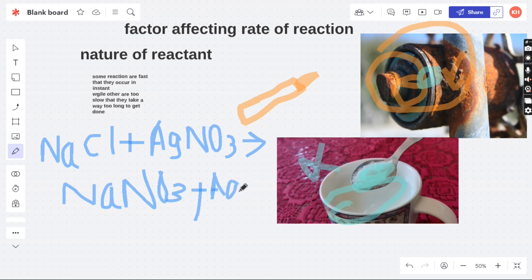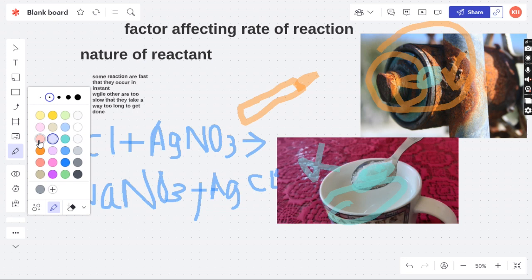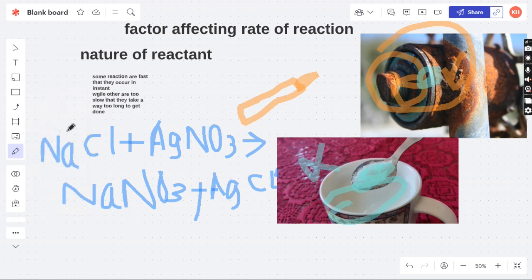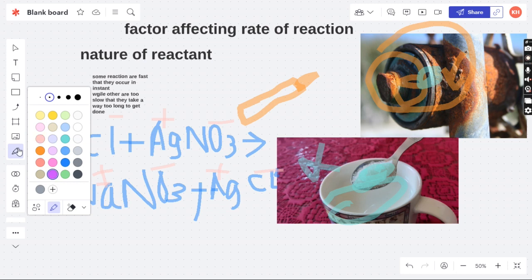Why is it fast? Let me tell you this again. I've told you this in the previous video. As you can see here, it's already present in the form of ions. It is positive, it's negative, it's again positive, it's negative. I'm not writing the oxidation states. So they're already present as ions. They do not take time to break their bonds to make bonds with each other.